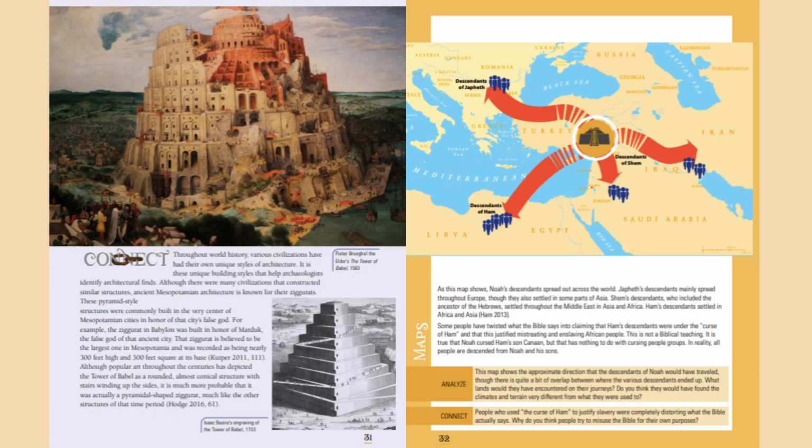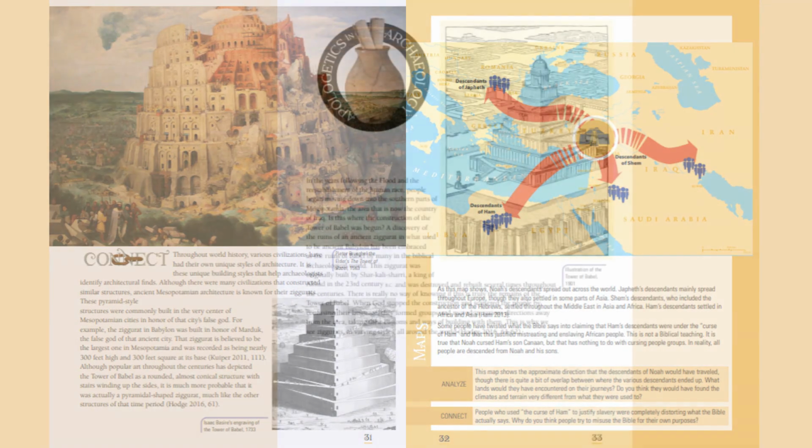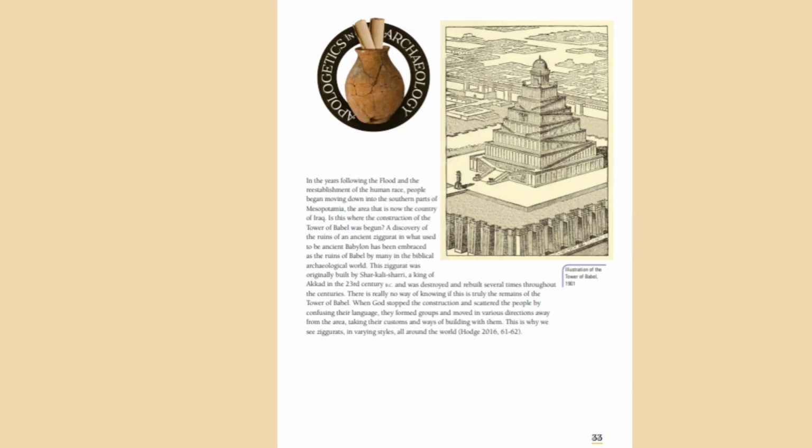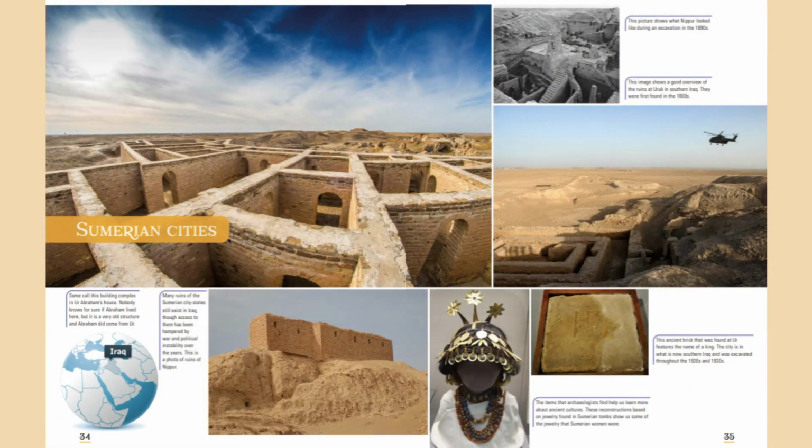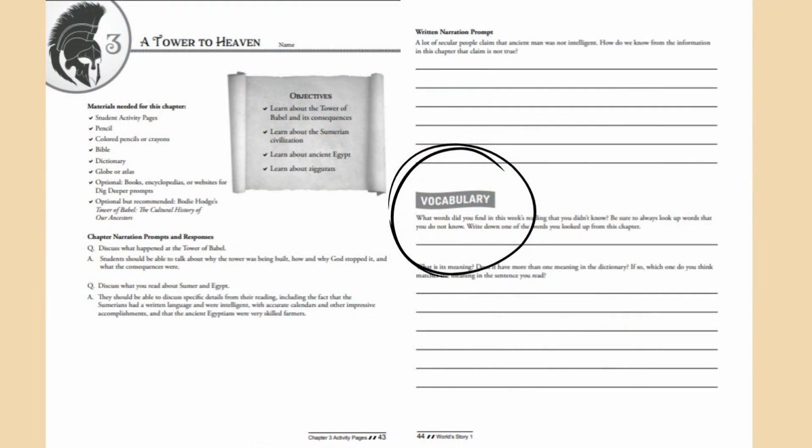Students will read the Connect section and do a map study, followed by some questions to consider at the bottom of the page. Students will also focus on apologetics and archaeology and view colorful images with captions to connect everything they have learned. From there, they will also begin the introductory worksheet on pages 43 through 44. The introductory worksheet lists all needed materials for the chapter and includes the chapter narration prompts and responses, which are also found within the student book at each narration break.